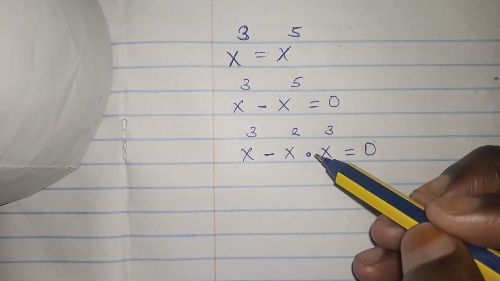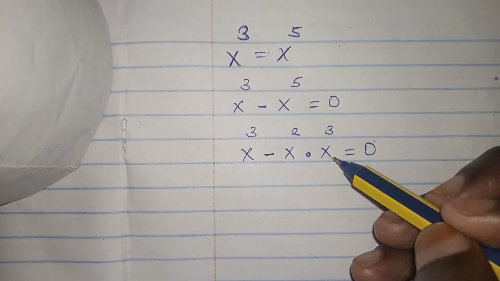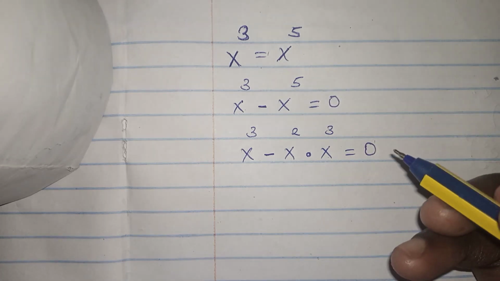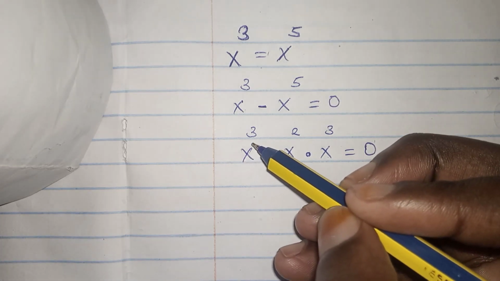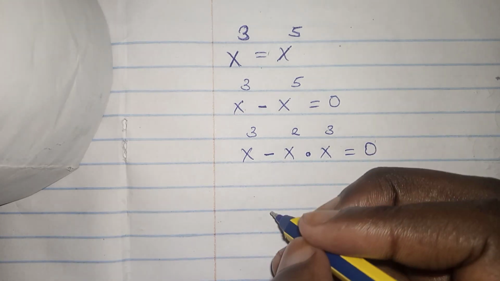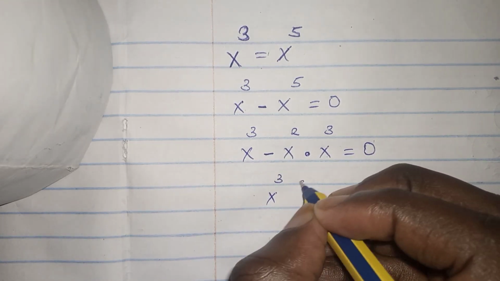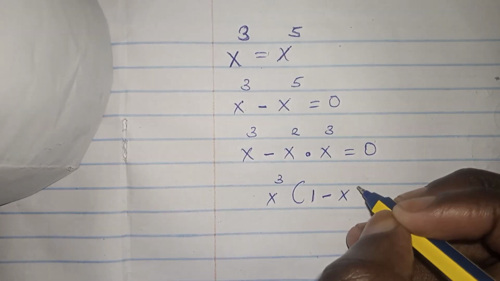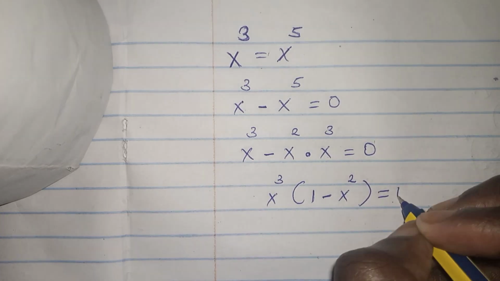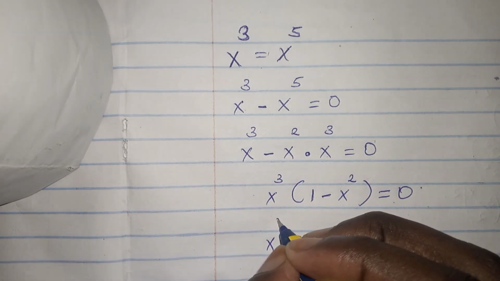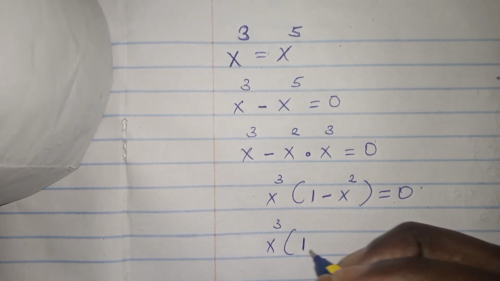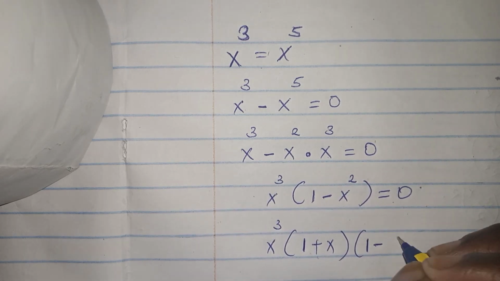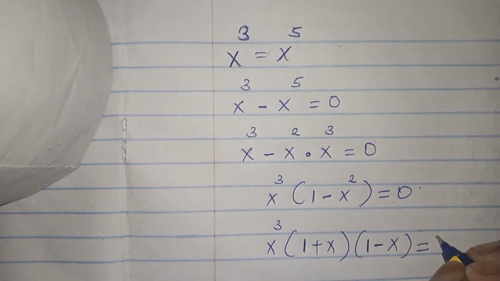So this means that when my bases are the same, I have x and x, I can add my exponents, and if we add, we are going back to 5. So our next step, if you can see, x to the power of 3 is common. We will factor it out. So x cubed, if I divide, I'll get 1 minus x squared is equal to 0. So x cubed into 1 plus x into 1 minus x is equal to 0.